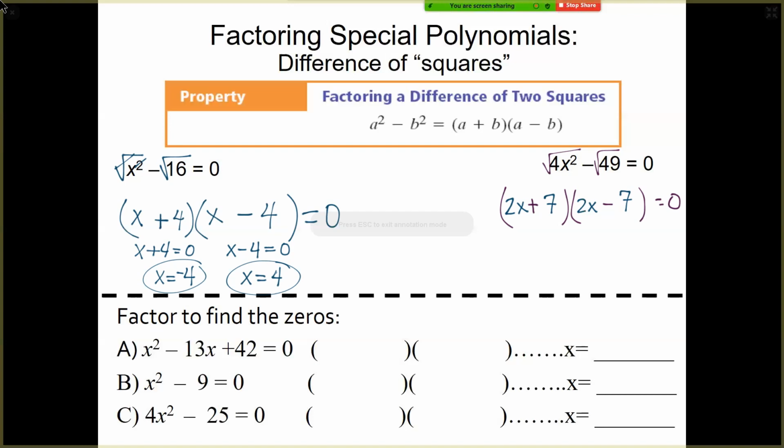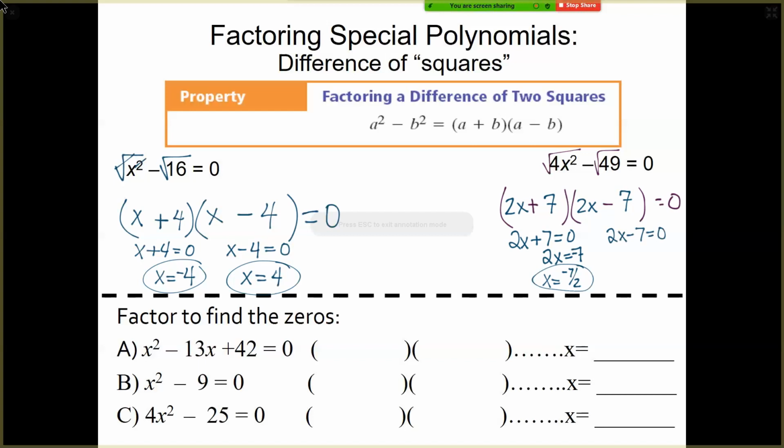Set them both equal to 0. If I set the first one equal to 0, I'm going to have 2x plus 7 equals 0. Subtract 7 from both sides. So 2x equals negative 7. Divide by 2 to get negative 7 over 2. And as always, you can leave that as a fraction for me. You don't have to convert it to a decimal.